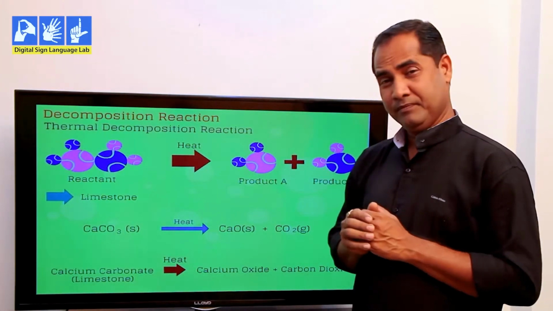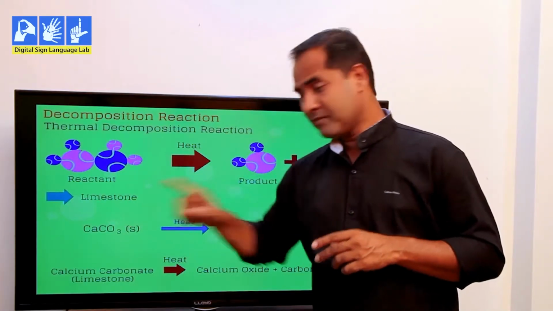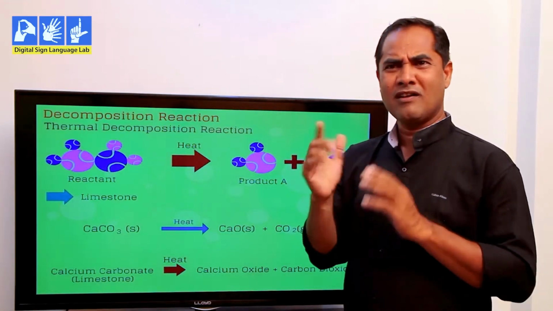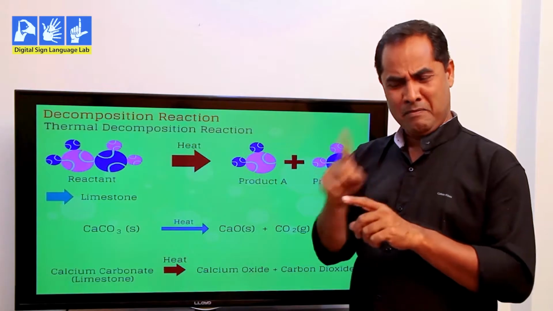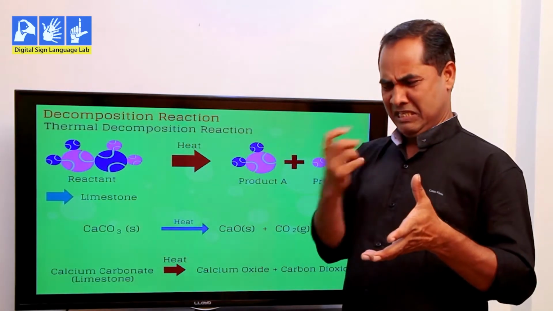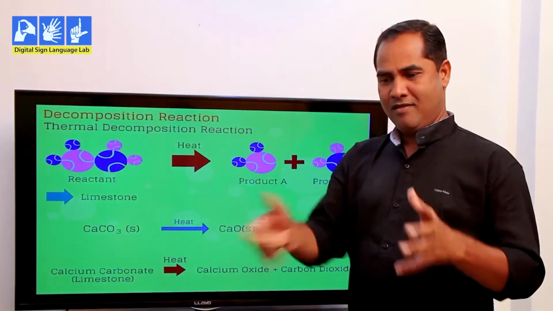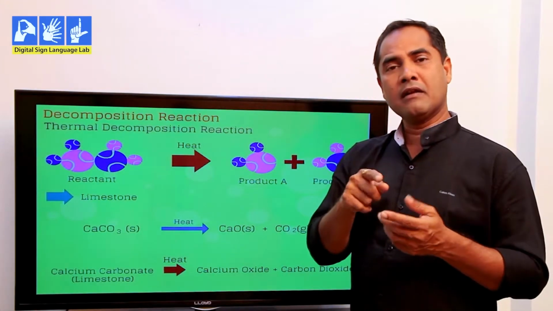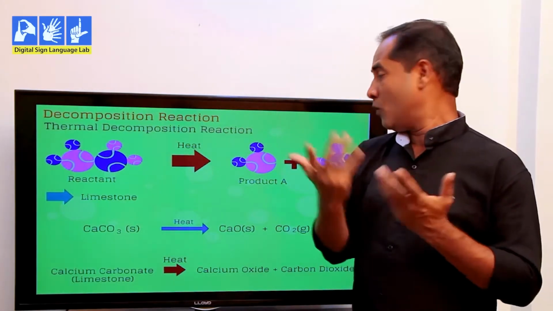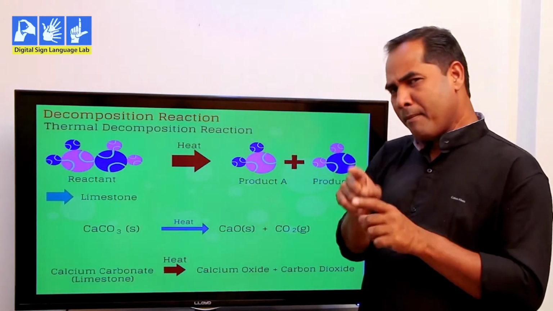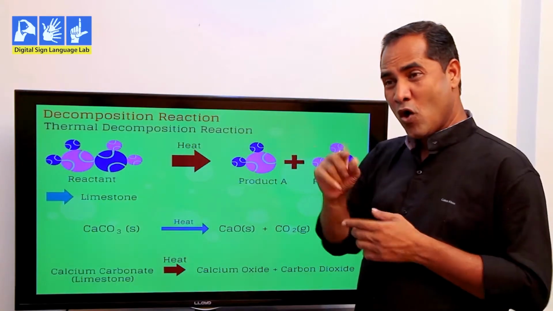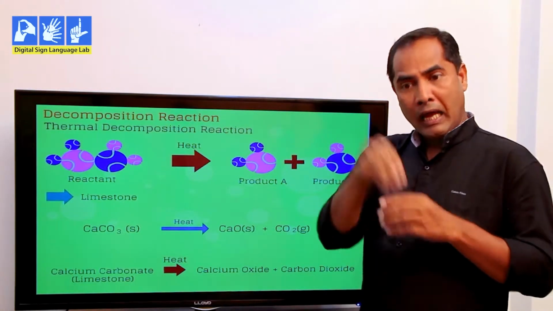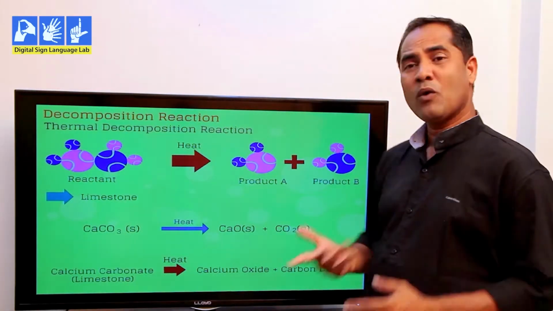I'll give you one more example. You all must be knowing about limestone. It's same as the chalk that we use in the house. It's one of the minerals that we get from inside the earth. If you take this limestone and you heat, you get 2 products. One is calcium oxide called lime that you actually use in painting. And the second one is carbon dioxide.